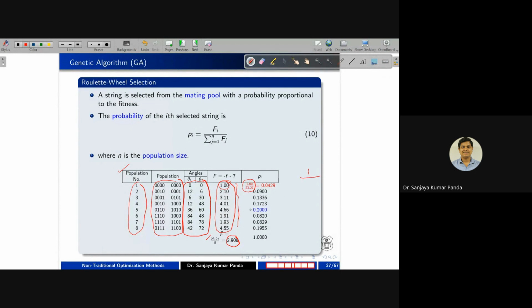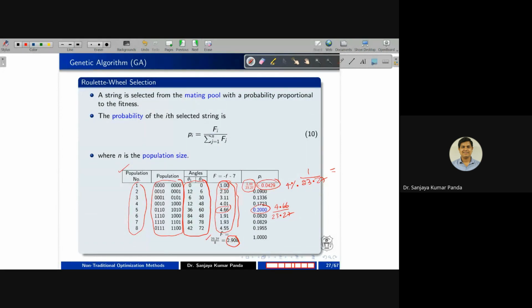1 divided by its whole value, not the average value, the total value, that is 23.27. So we are getting 0.0429, that is around 4%, right? Similarly, if you take this particular case, it is 4.66. So what I will do here, 4.66 divided by 23.27, and its value is 0.2.